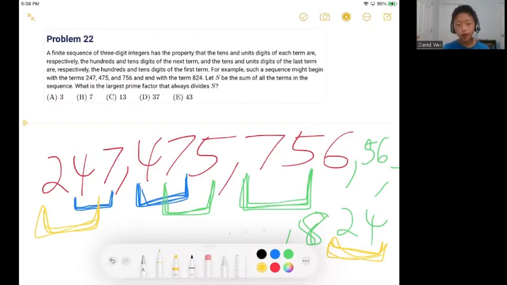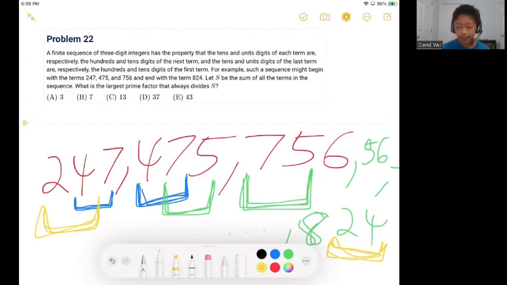And the question is, if we take the sum of all the numbers in the list, what is the largest prime factor that will always divide S? This is a pretty interesting question because they don't give you what the sequence is. They just say, if you write down any sequence and you find the sum of the terms, what is the largest prime factor that always divides S?